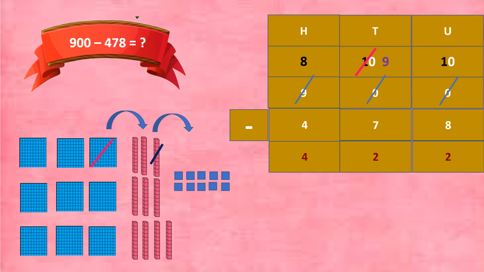Now we have 9 in the tens place. Subtracting 7 tens from them, we write the remaining answer, that is 2, in the tens place. Then we have 8 hundreds left in the hundreds place. If we subtract 4 from 8, we are left with 4, which we now write in the hundreds place. So our answer to 900 minus 478 is 422.